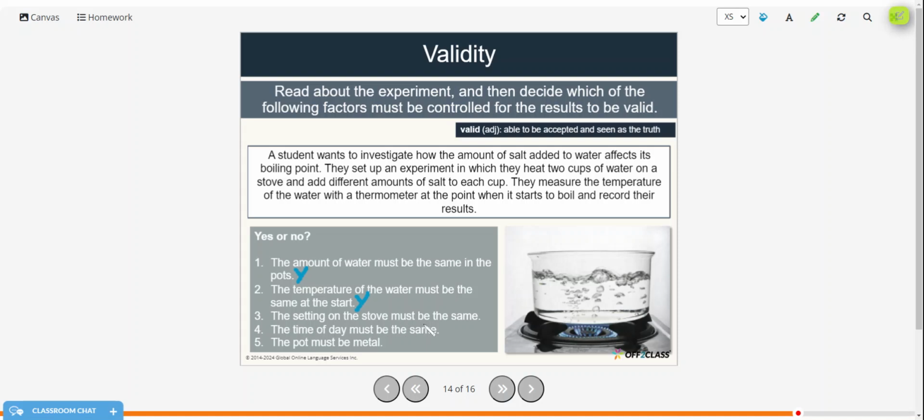The setting on the stove must be the same. That would be yes. The time of day must be the same. Probably not. And the pot must be metal. No, both pots would need to be the same, but they don't necessarily need to be metal.